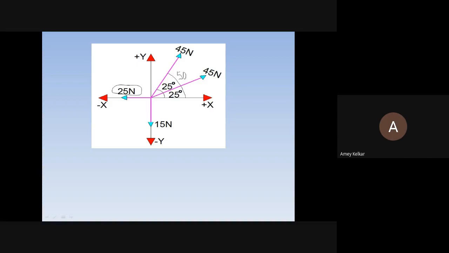If the force is acting along any axis, again I'm repeating, if the force is acting along any axis, its component along the other axis will be 0. You don't get any component of that force along the other axis. So that is the basic point which has to be remembered from this example.